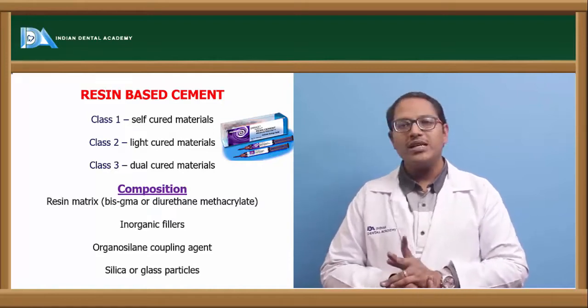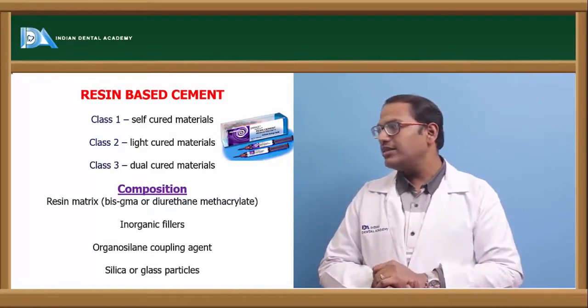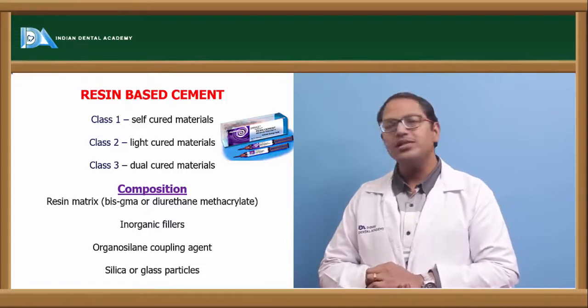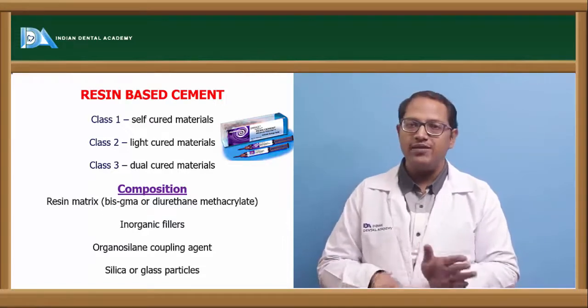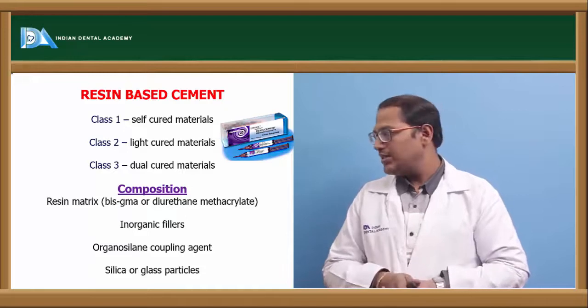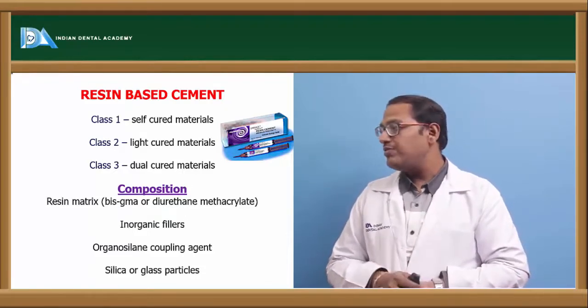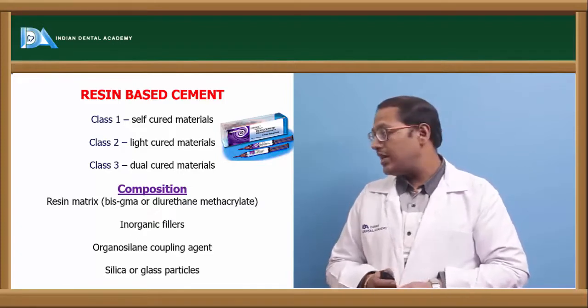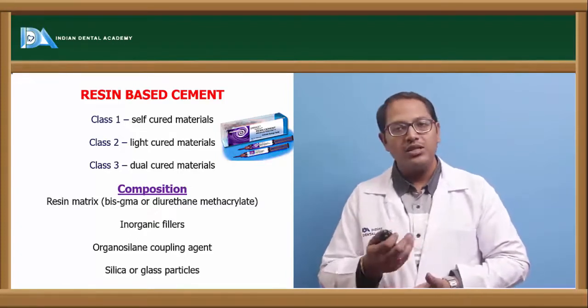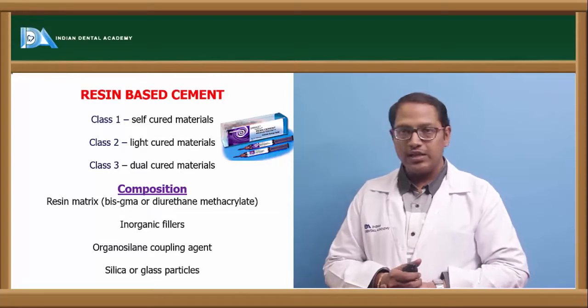So class 1 is classified as self-cure material, class 2 as light cure, and class 3 as dual cure. What does dual cure mean? Self as well as light. Both it cures. So composition, it has a resin matrix which will have what? It will have this Bis-GMA or urethane dimethacrylate. It will have some inorganic fillers like silicon oxide.